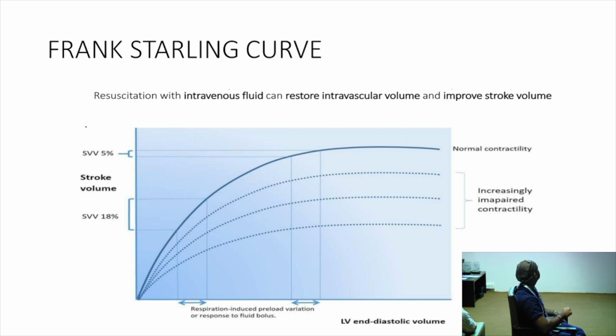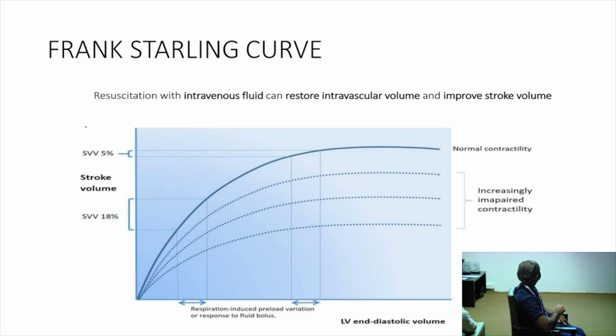Okay, this is a good Frank-Starling curve which will explain it to us. It's a relationship between the preload and the stroke volume. So if the heart is operating somewhere here in the steep part of the curve, if you give volume, the stroke volume will increase. That means it is responsive to fluids. But if the same heart is operating somewhere here on the flat part of the curve, no matter how much fluid you give, it is not going to increase the stroke volume. So that is preload independent.